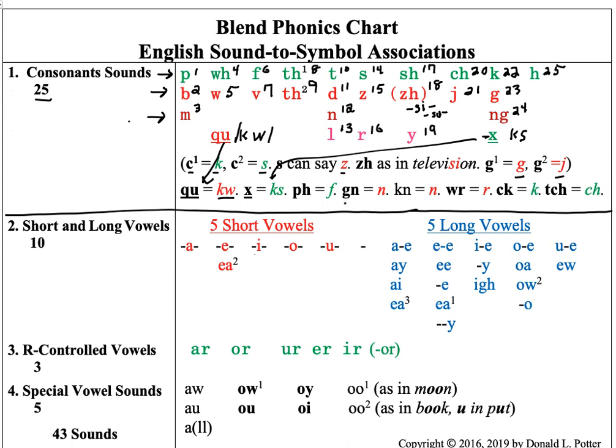And then you have some silent letters. The GN says N as in gnat. KN says N as in no. And WR says R as in wrong. And then the CK, it's not a separate sound, but it's a consonant digraph, K used after a short vowel. And then TCH: at the end of a word with a short vowel, the CH sound is spelled TCH, as in the word match.